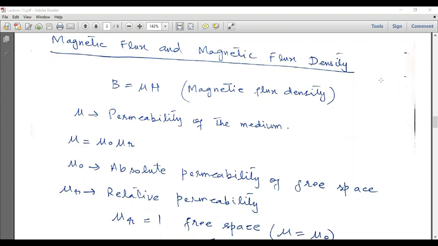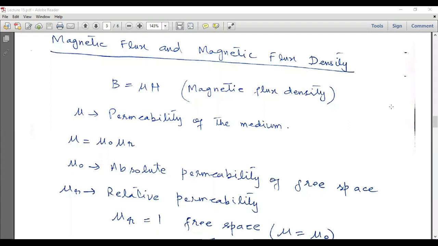In this lecture, I will discuss the magnetic flux and magnetic flux density. Magnetic flux lines also exist around the magnetic poles, as we discussed for electric flux lines, and electric flux lines exist around the electrical charges. Similarly, magnetic flux lines exist around the magnetic poles, and the total magnetic flux divided by the total area is called magnetic flux density, and magnetic flux density is represented by the symbol B, and B is equal to mu times H. Here mu is the permeability of the medium and H is the magnetic field intensity.